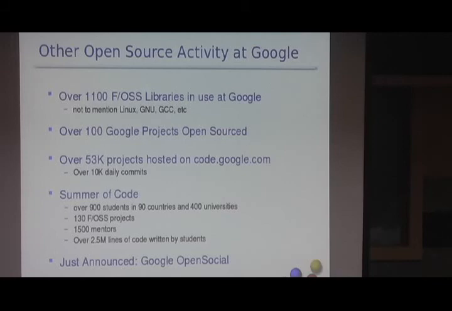The last thing isn't really open source, but it's something that our team had a lot to do with, and it's open in the sense that the APIs are open, but we just announced Google Open Social, which is a set of APIs that allows social networks to interact with each other. A lot of people think that the value of a network increases with the square of the number of nodes. I actually contend with social networks that this isn't quite true.